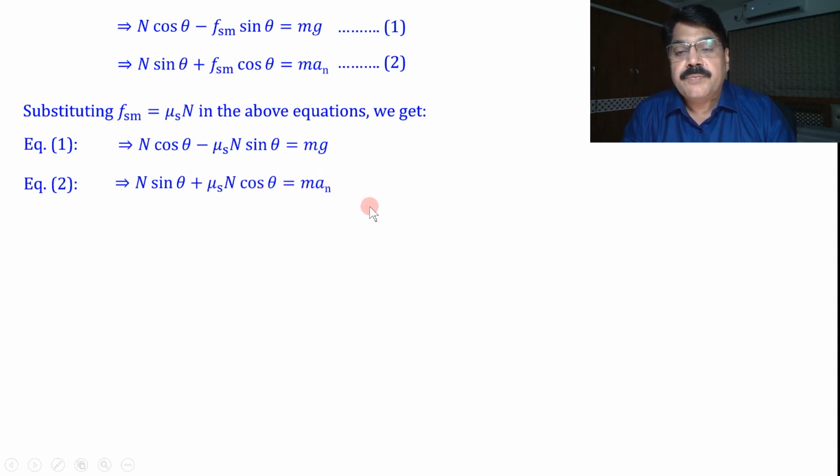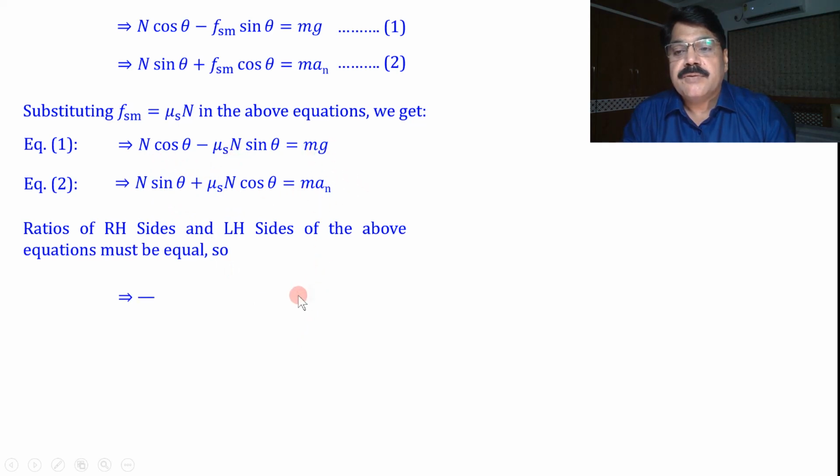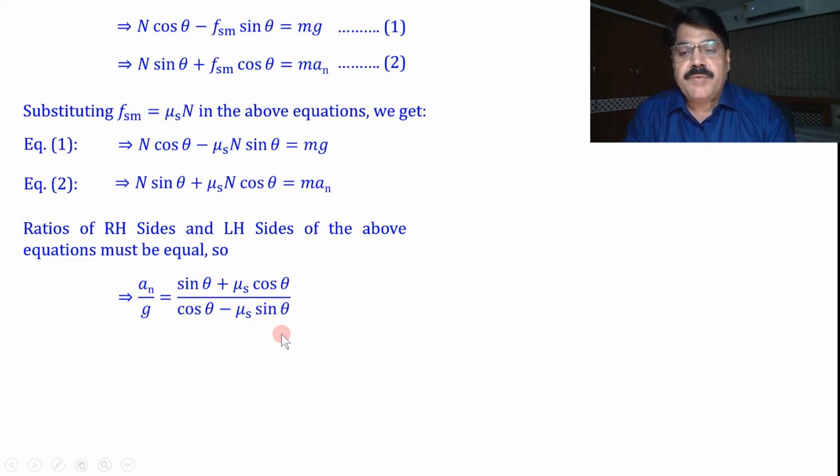Now what can we do? If we take the quotient of the LHS and RHS, N will cancel out because we have to eliminate N. So the ratio of the RHS sides and the ratio of the left hand sides of the above equations must be equal. So what we have: this upon that is equal to this upon that. So a_n upon g is equal to sin theta plus mu_s cos theta upon cos theta minus mu_s sin theta. So very simple.